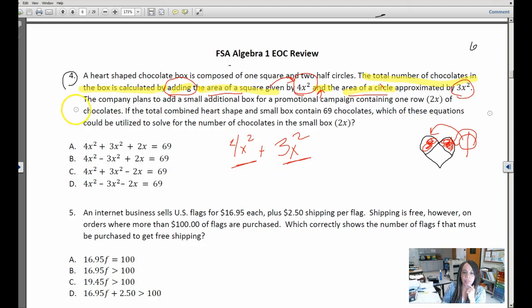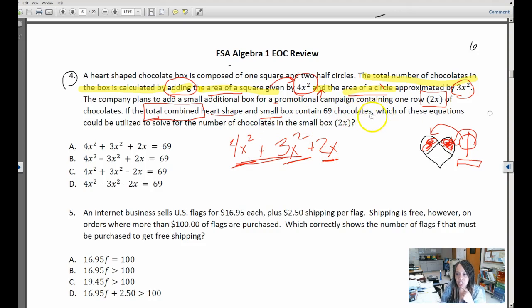Let's keep reading. The company plans to add a small additional box for the promotional campaign containing 1 row, and here they gave me a value, 2x, of chocolates. So they're going to add another tiny promotional box, another row of 2x. It says, if the total combined heart-shaped box and small box, so I'm going to have to add that 2x to this because they said the total combined. This is the heart-shaped box, this is the promotional small box.